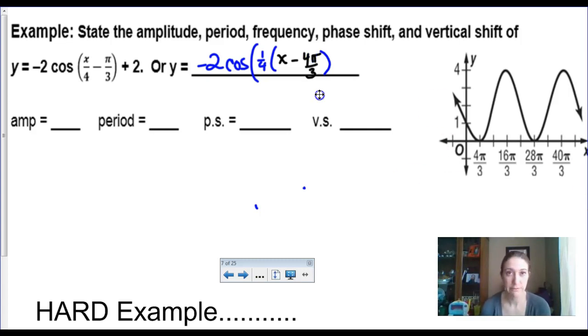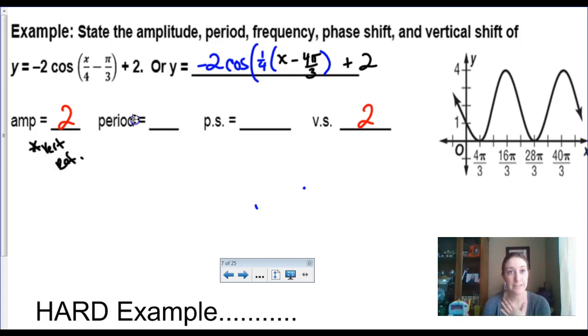My technology's failing me. And then there's a +2 off to the back end of the function. So that's that vertical shift of up 2. So if I'm trying to identify all these different pieces here, the amplitude is the absolute value of this a, so it's a 2. The vertical shift also happens to be a 2, but you might want to make a little note on your problem somewhere that because there's a negative in front of the function, it has a vertical reflection.